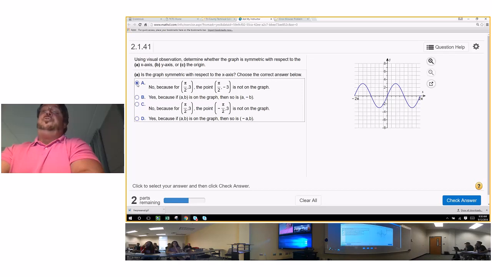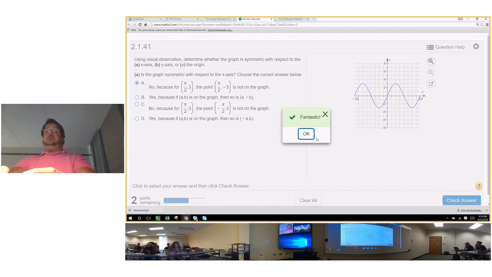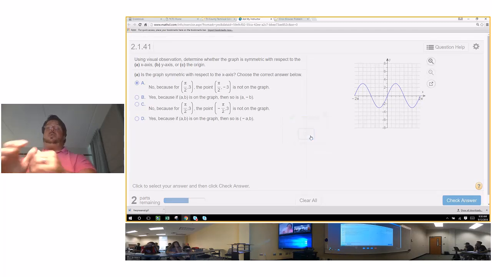All right? Now, when you flip that over and go automatically down, that's going to be pi over 2 and negative 3. It's not going to be negative pi over 2. So if you go around the x-axis, it should be pi over 2, negative 3. But it's not there, so you would say no. At least that's what I would say, because it's not around the x-axis. Okay, and we got that correct. Now, what about the y-axis?